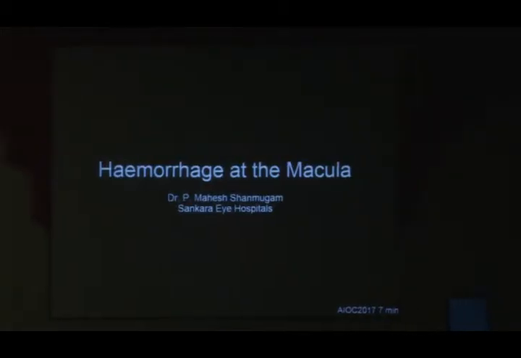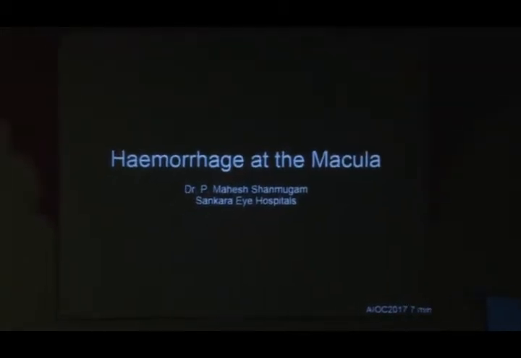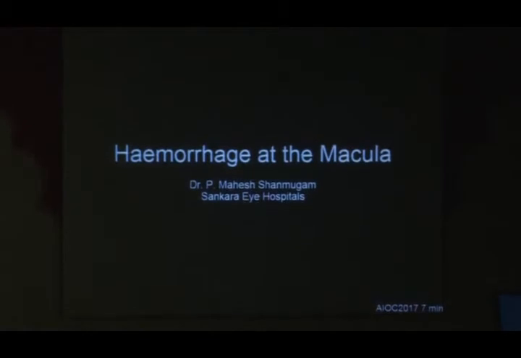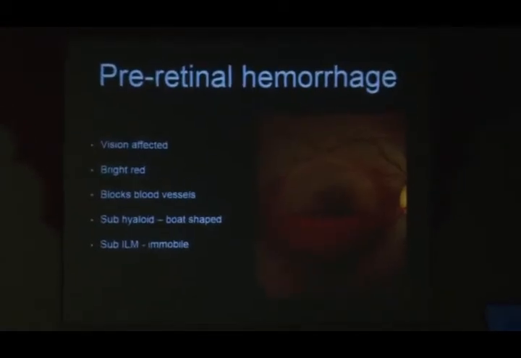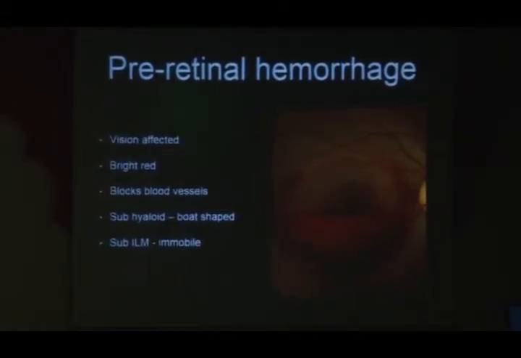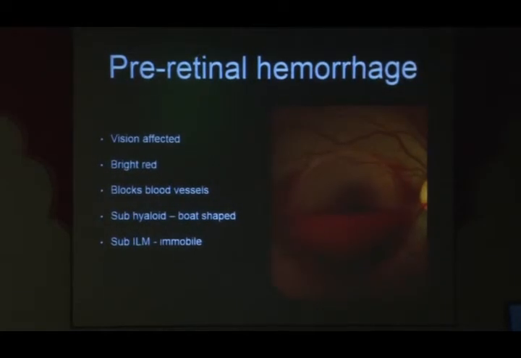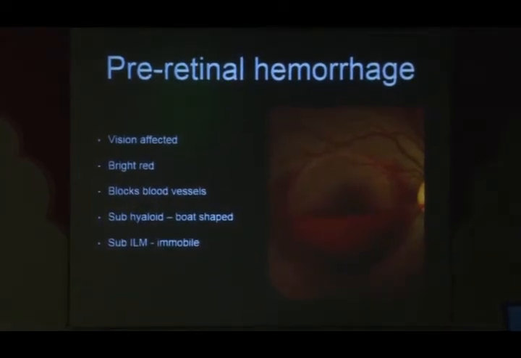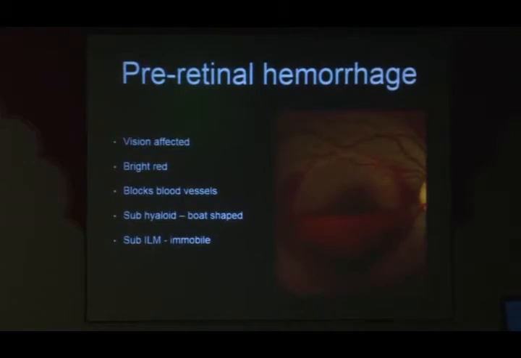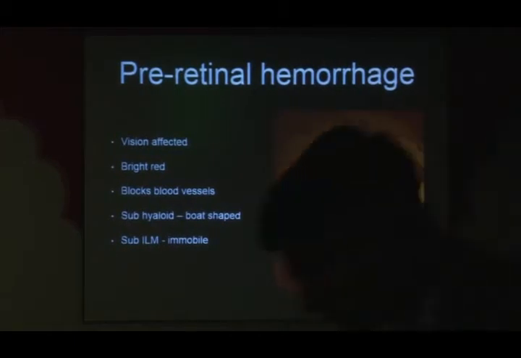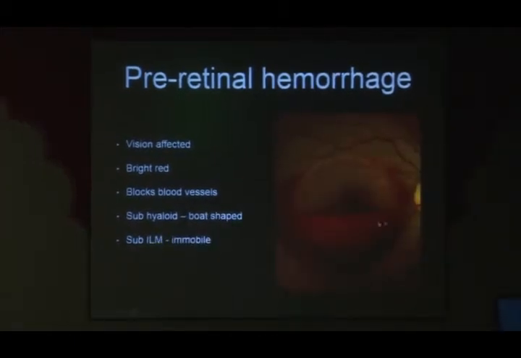It is a pretty basic talk about when we look at a hemorrhage at the macula, what it means and how we go about distinguishing one cause from another. So we'll go layer by layer. Pre-retinal hemorrhage is a hemorrhage which is in front of the retina, and usually the patient complains of visual symptoms because it's obscuring the vision, and it's bright red in color, and it blocks the blood vessels. So when you look at them, it blocks the blood vessels.